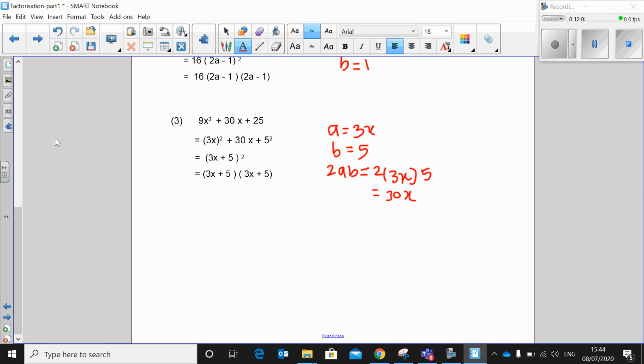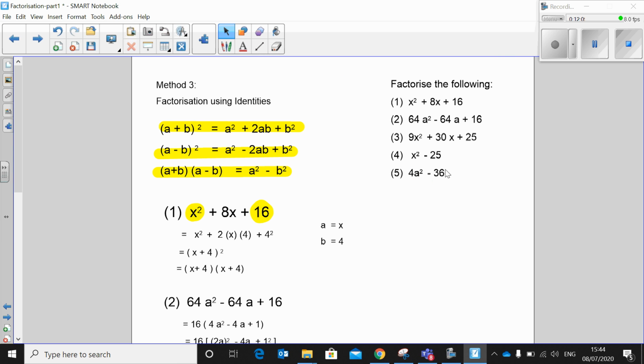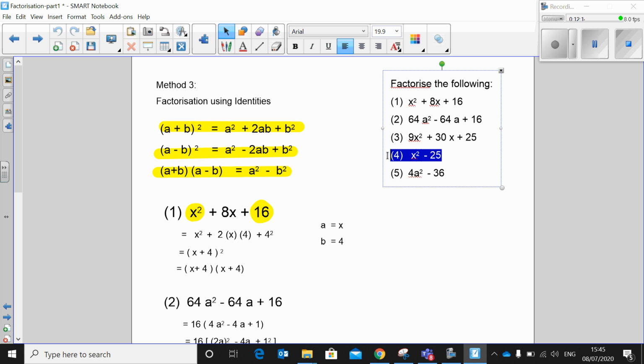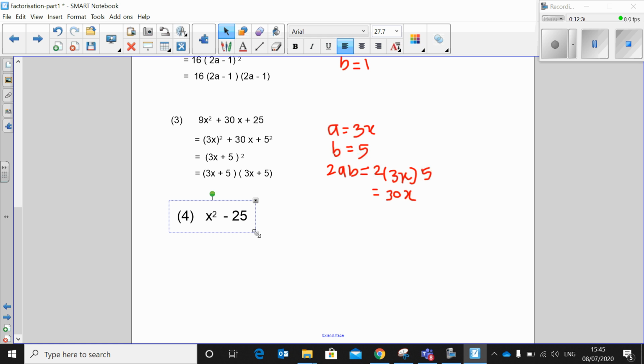Now let us move on to the fourth sum. What is the fourth sum given? x square minus 25. Now, in this only 2 terms are there. Is there any common factor? No common factor. Then next, let us try regrouping. Since it is only 2 terms, there is no possibility of regrouping.